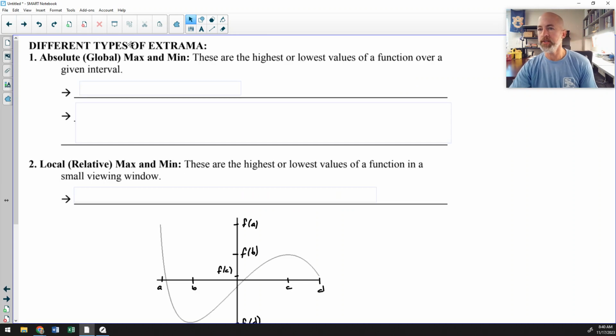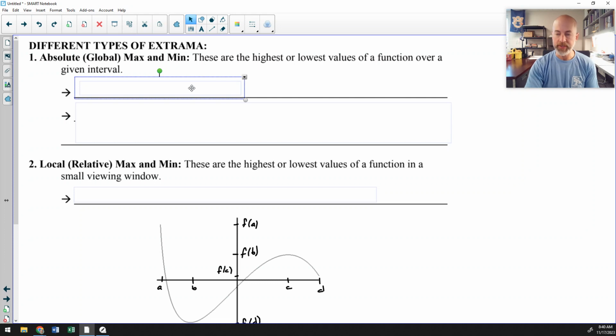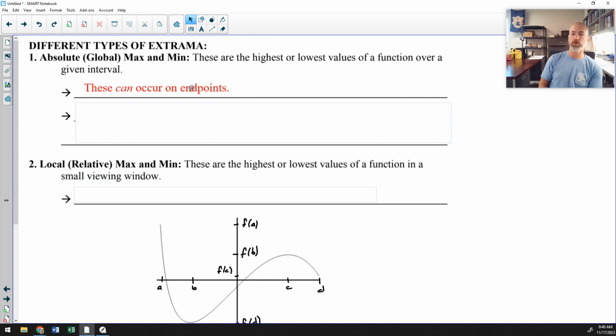And let's move on. There are different types of extrema that we will be talking about. One of them is the absolute, also known as the global max and min. Those are the highest and lowest values over a specific interval. And then there's also a local or relative max or min, which is the highest or lowest within a small viewing window. A few things about absolute and local extrema: the absolute extrema can occur on the endpoints.